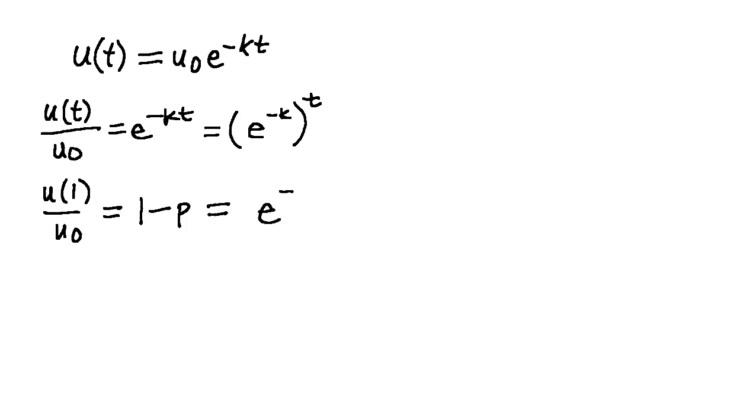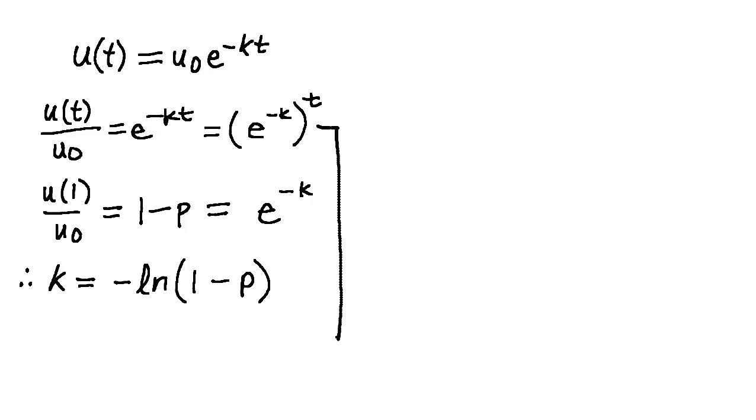This, in turn, is equal to e raised to the power negative k, and so k must be equal to negative ln of 1 minus p. This observation gives us a way to rewrite our model for the fraction of drug remaining at time t. That fraction can be expressed as 1 minus p to the power t.